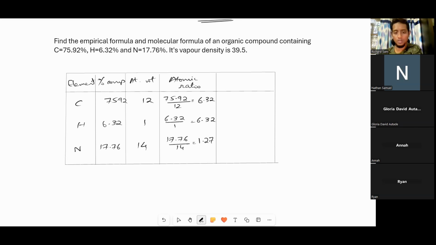Okay. So this, let's now divide. What is the next column? Okay. So simplest ratio. You're dividing each of this with what? 1.27.